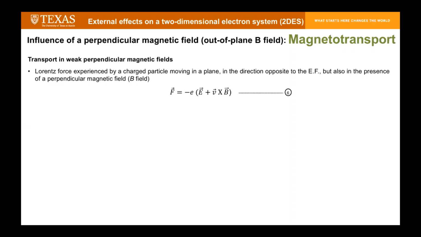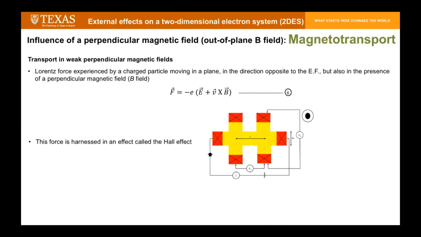Yeah, okay, perfect. Thanks. So this force is called the Lorentz force, and the best way to harness this force in experiments is through an effect called the Hall effect. I'm pretty sure some of you are familiar with the Hall effect.